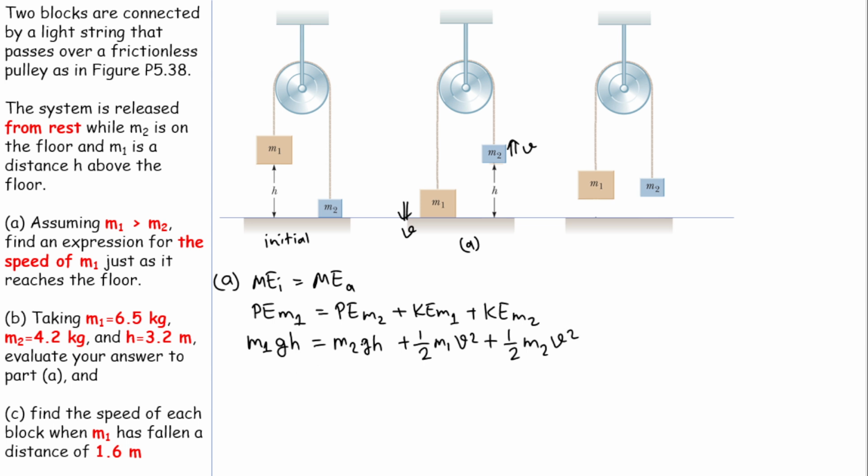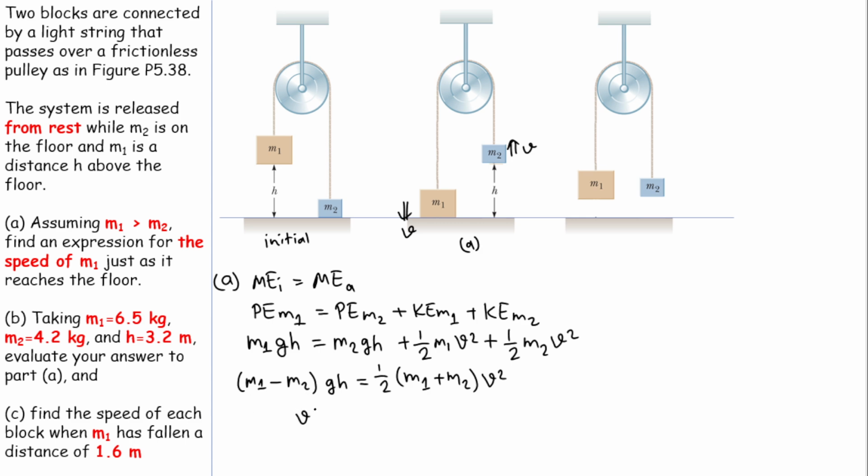Okay, now let's move this to the left-hand side. So I will have M1gh minus M2gh, but we can factor out the gh. So we will have M1 minus M2, multiplied by gh. And then we also have 1/2 here, and let's factor out V squared. So I will have M1 plus M2 multiplied by V squared, right? And we can multiply both sides by 2 and isolate for V squared, right?